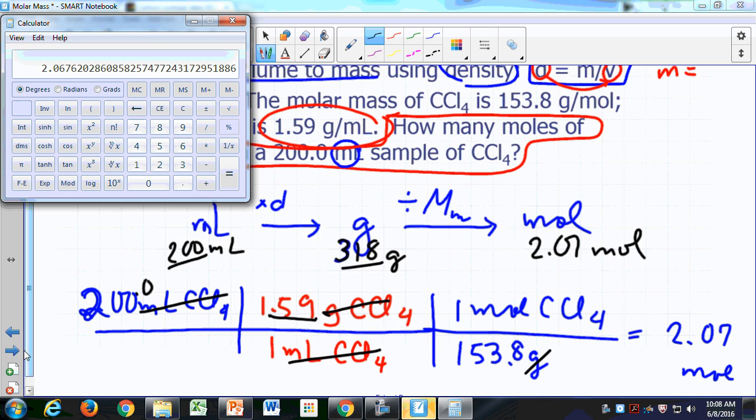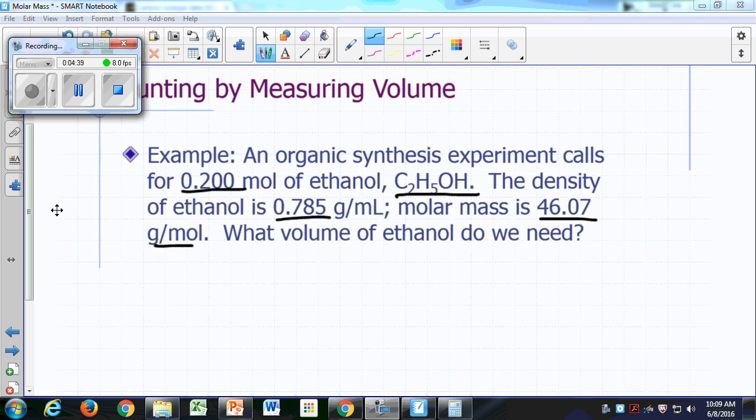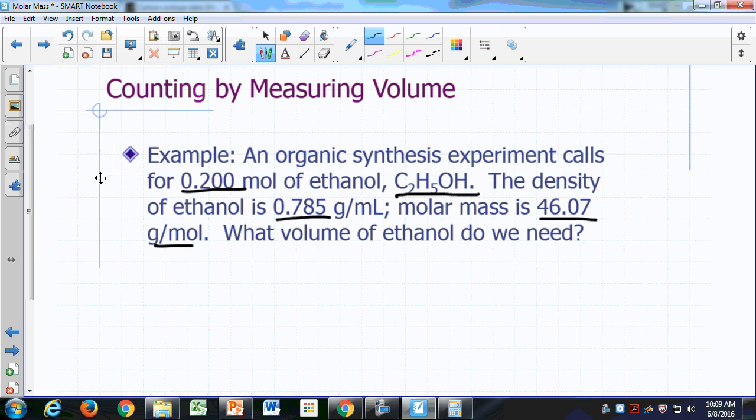Okay, let's try another example here. Let's say you're doing an organic synthesis experiment, and it calls for 0.200 moles of ethanol. Now, the formula of ethanol is C2H5OH. And ethanol is a liquid with a density of 0.785 grams per milliliter, and the molar mass is already given to you. Okay, so what volume of ethanol do we need? So what are we looking for here? The volume of the ethanol, right? So mils of ethanol is what we're looking for.